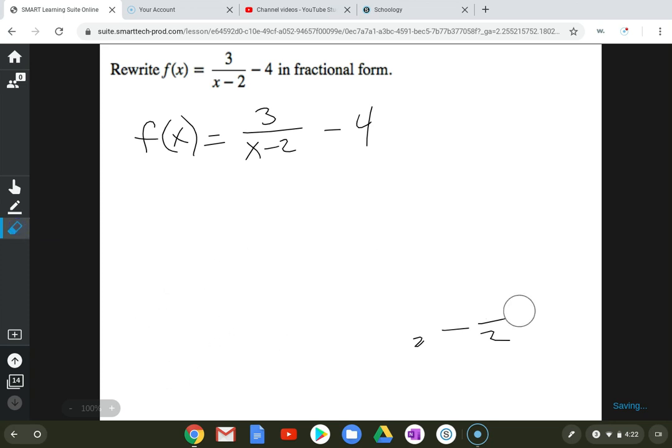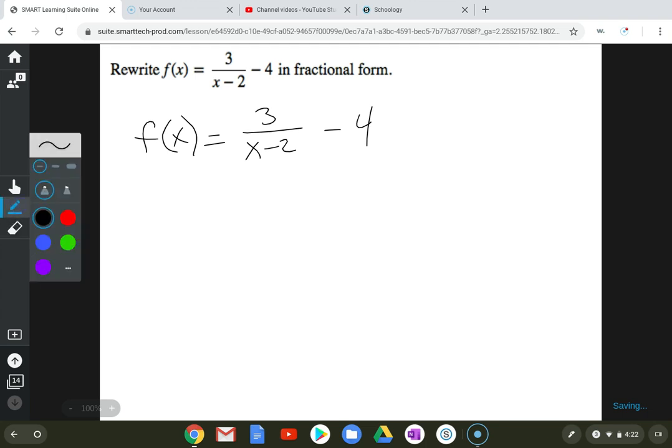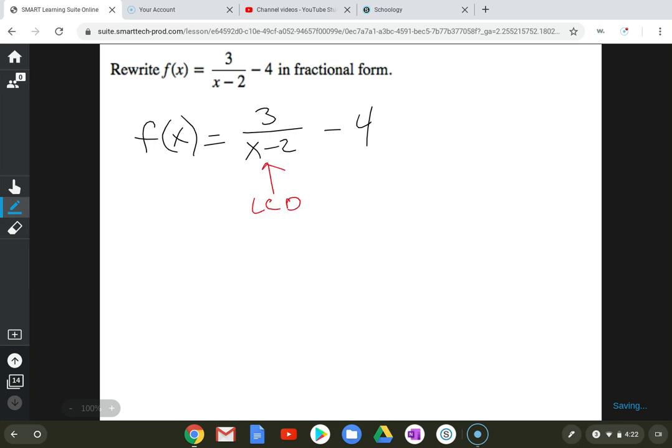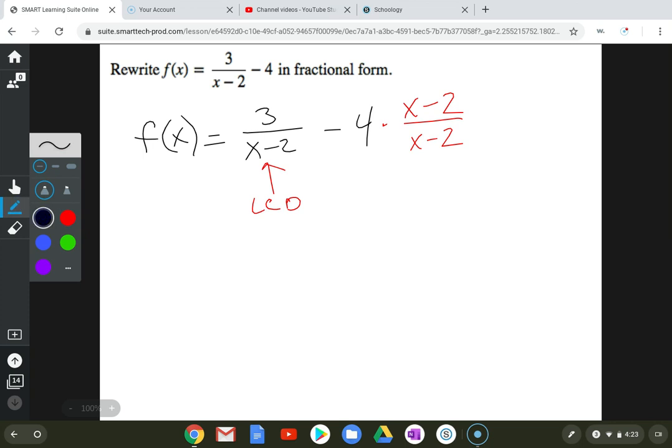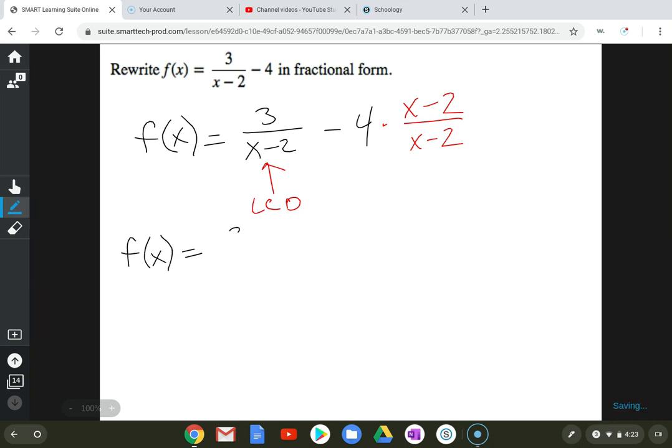However, I am not working with numbers anymore. I'm working with letters, but that's okay because it's so similar. So this guy right here, that's still our LCD. So I'm going to multiply this term, top and bottom, by the LCD so that this is also over the LCD. So what do I end up with? I have 3 over x minus 2 minus, now this is the same as 4 over 1. Don't multiply the top and bottom by 4. 4 goes only to the top. So 4 times x minus 2 over x minus 2.